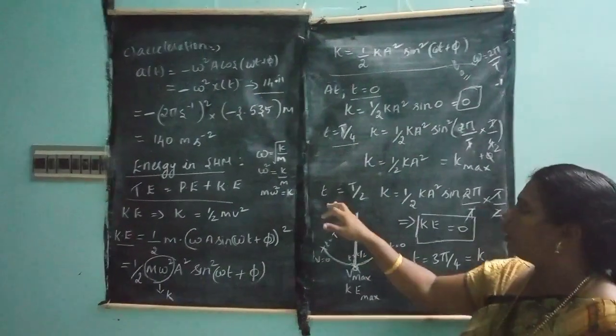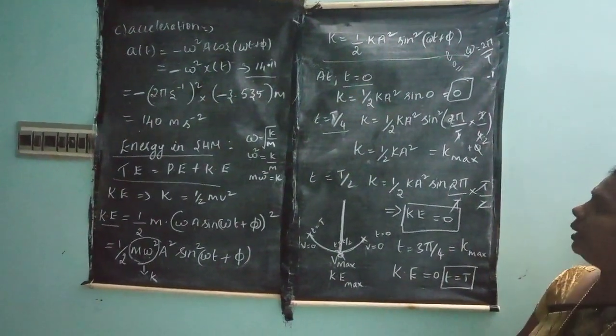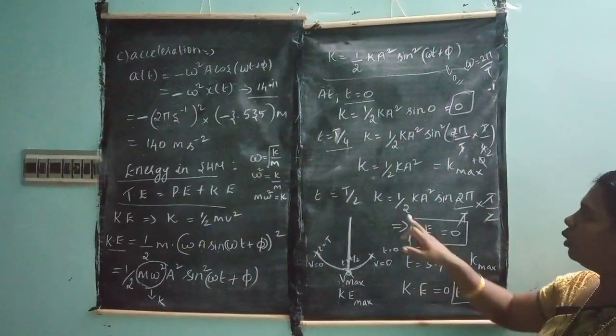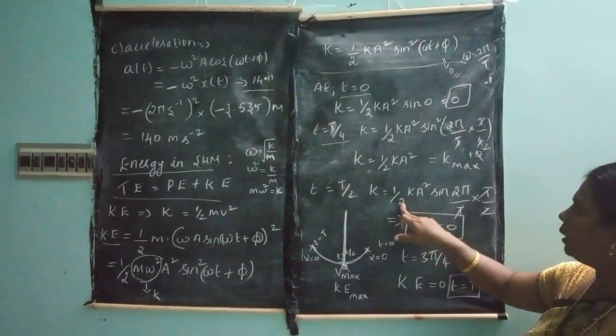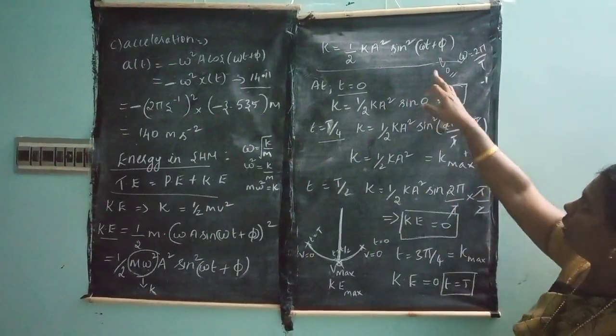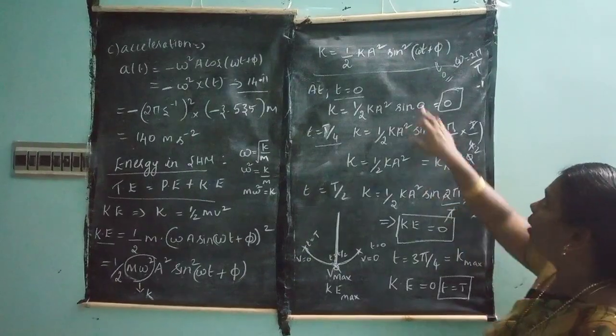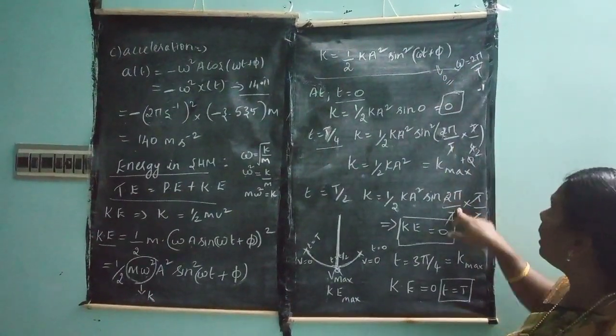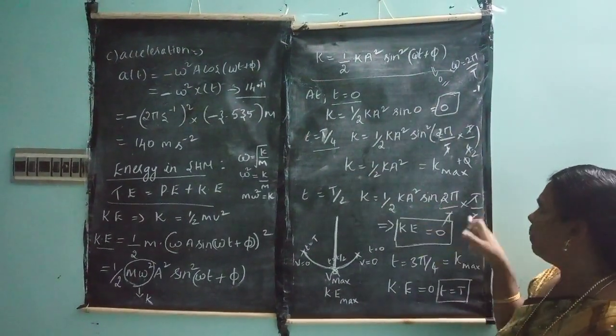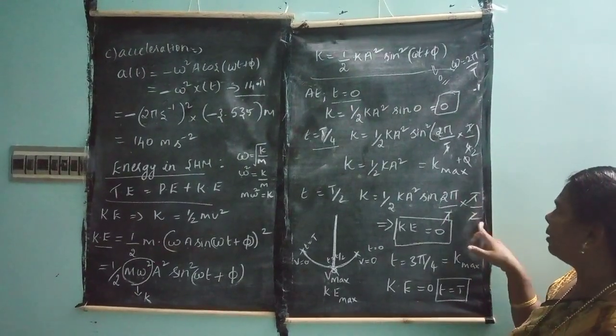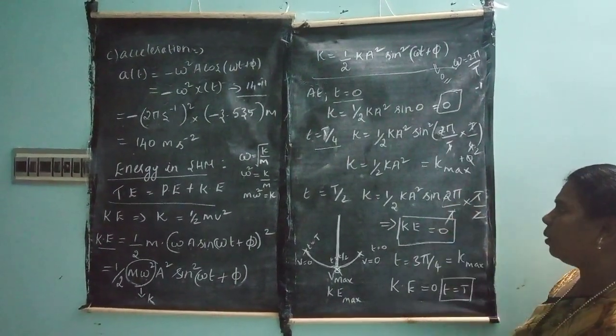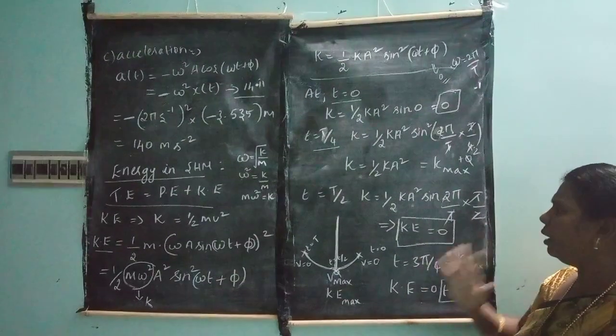Similarly, when t is equal to T by 2, what is the value here? K is equal to 1 by 2 k a square sine square. And what is the omega? 2 pi by T. And what is the t here? That is T by 2. T cancels, 2 cancels, and sine 180 is equal to 0. Therefore, this term is also equal to 0.